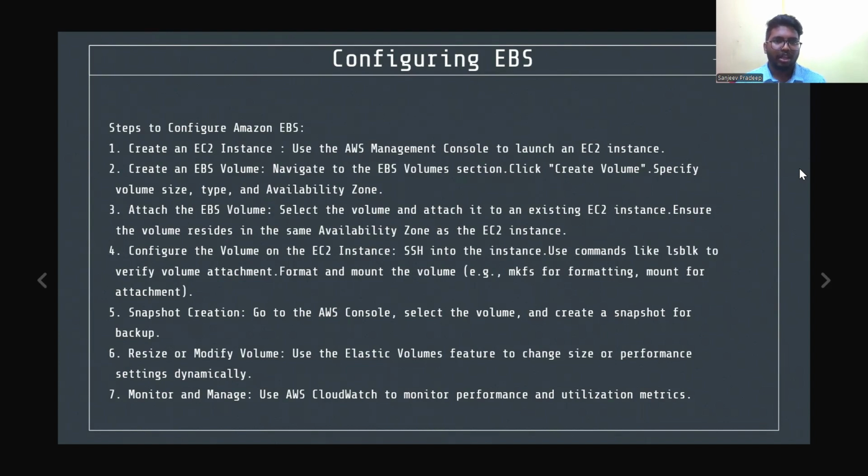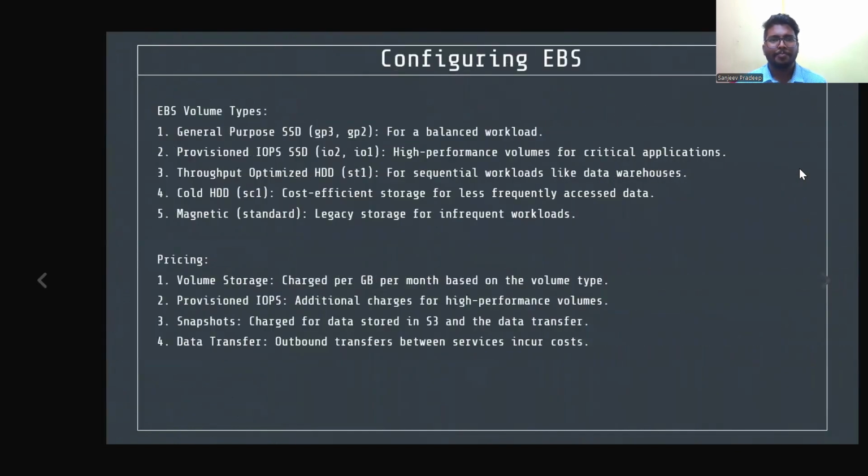Then we go to the AWS console, select the volume, and create a snapshot for backup. And we use the Elastic Volumes feature to change the size and performance settings dynamically, where you can resize and modify the volume dynamically. We can use AWS CloudWatch to monitor performance and utilization metrics.